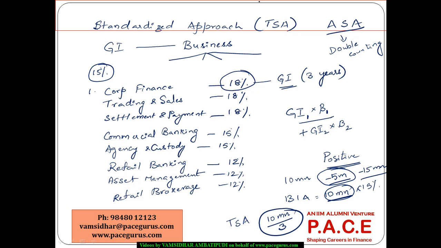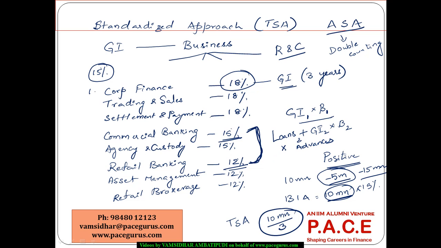Some risk gets double counted, especially for retail and commercial. For retail and commercial, in both cases, we get the same 15% weightage itself, right? And instead of taking the gross income for these two lines, we are talking about the loans and advances only, which are there as a part of this department.